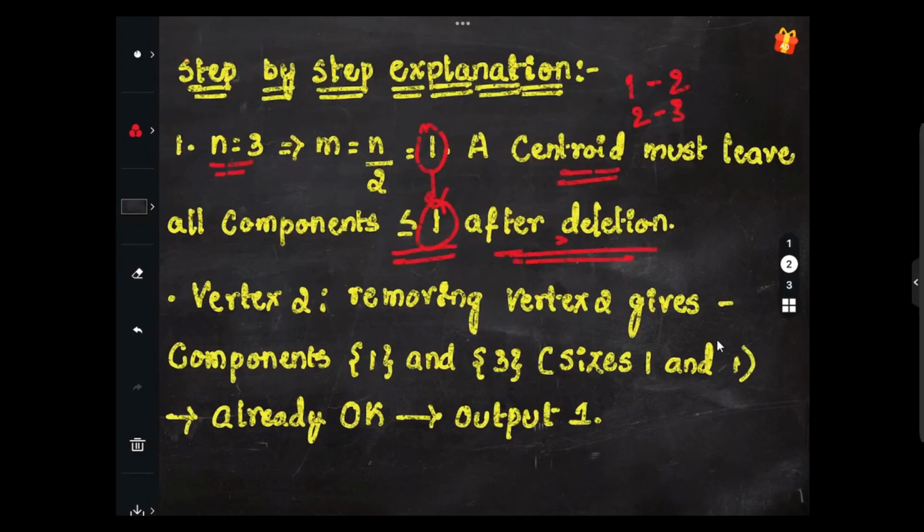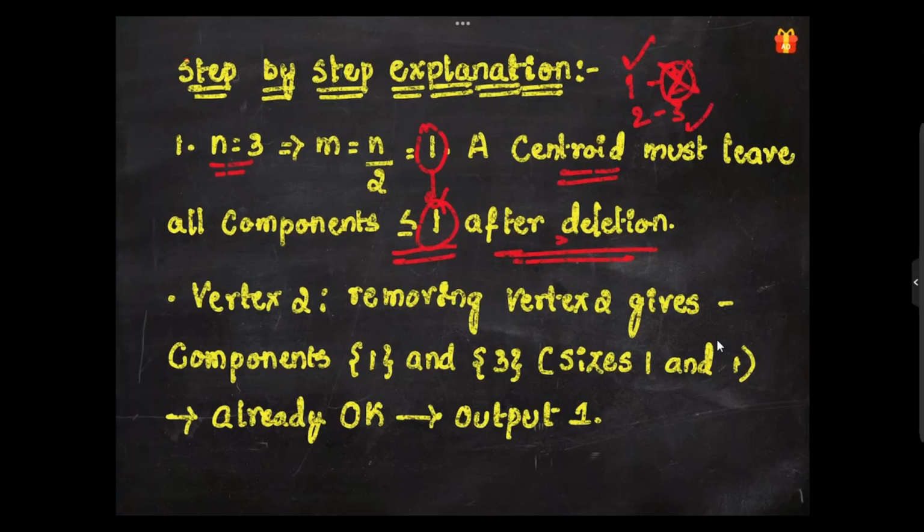Removing vertex 2 gives the components 1 as well as 3 basically, right? 1 and 3. If we remove this one from 1, 2 and 3, we get 1 and we get 3, right? So removing vertex 2 gives components 1 and 3, sizes 1 and 1, both of size 1 basically.